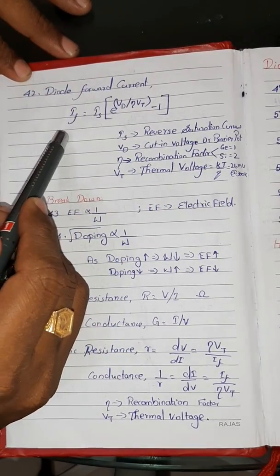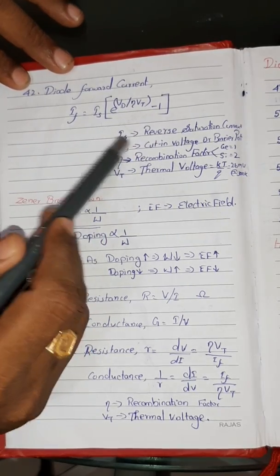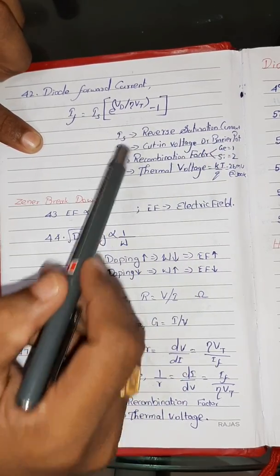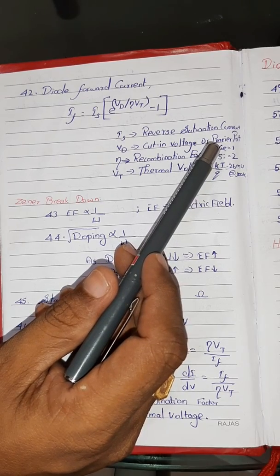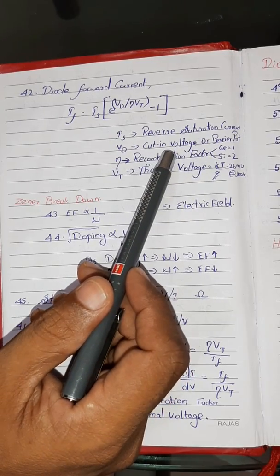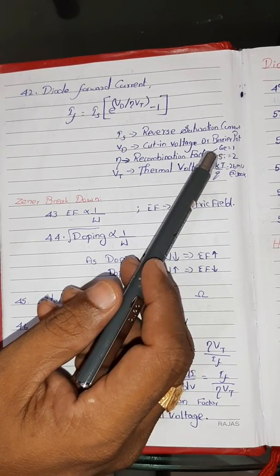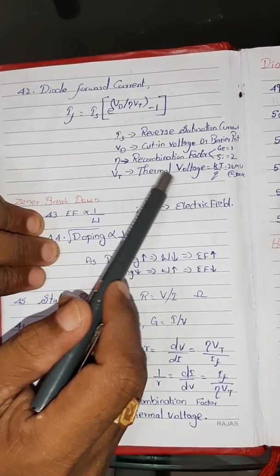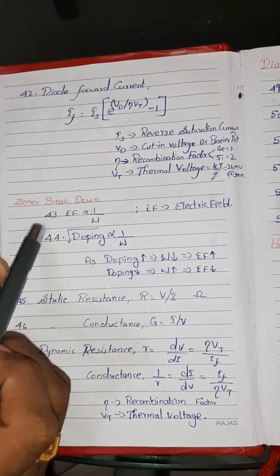Number 42, diode forward current IF is equal to IS into exponent of Vd divided by eta Vt minus 1, where IS is reverse saturation current, Vd is cut-in voltage or barrier potential, eta is the recombination factor. Sometimes the value may not be given in the question, but the material of the semiconductor used may be mentioned. In that condition, if the value of recombination factor is not mentioned, you can consider the recombination factor value as 1 for germanium and 2 for silicon, and proceed with the problem. Vt is thermal voltage, equal to kT by q, that is equal to 26 millivolt at 300 Kelvin. We have seen this already.